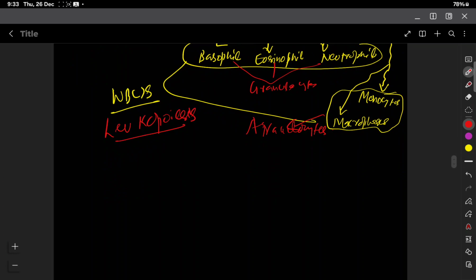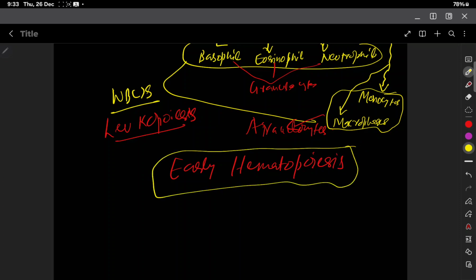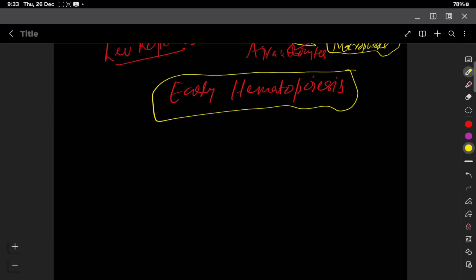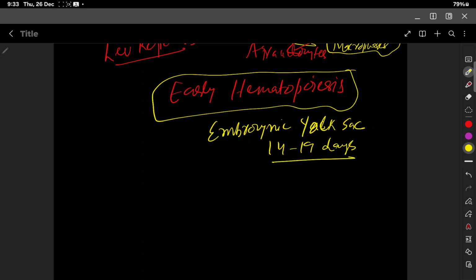Now there is early hematopoiesis and late or adult hematopoiesis. So what does early hematopoiesis mean? It is the production of blood cells before birth. Before birth, the production of blood cells occurs in the embryonic yolk sac, around 14 to 19 days.